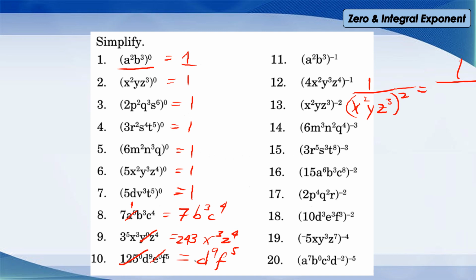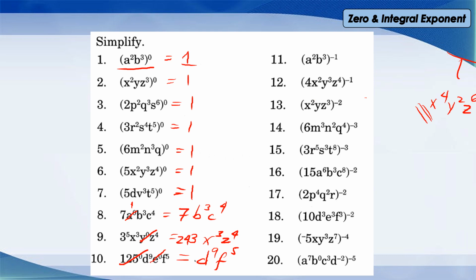X squared squared, that is x raised to 4. Then, y squared is y squared. z raised to 3 squared, magiging z raised to 6. Yan. Parehas din siya kung ang gagawin natin ay dinistribute, magiging x raised to negative 4, y raised to negative 2, and z raised to negative 6. Ito pa rin ang kalalabasan.